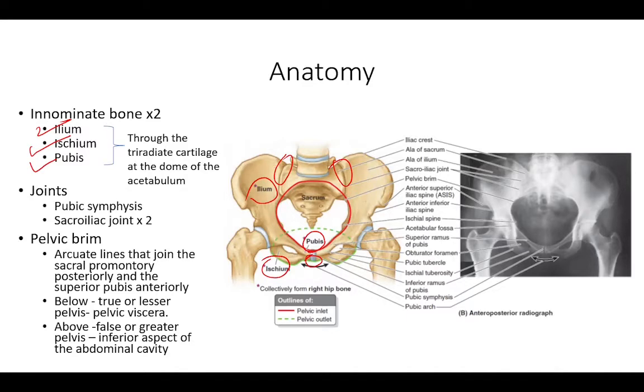The pelvic brim is made of the arcuate lines that join the sacral promontory posteriorly and the pubic symphysis anteriorly. Below this brim is the true or lesser pelvis, which contains the pelvic viscera, and above this is the false or greater pelvis, which has the contents of the abdominal cavity.